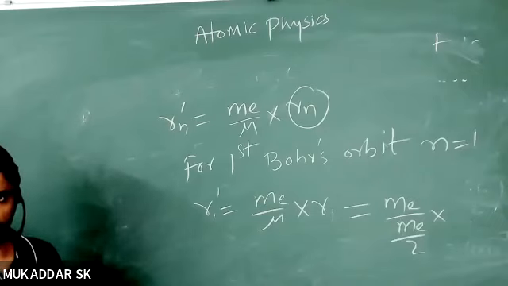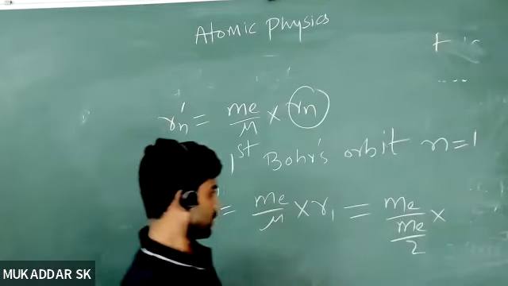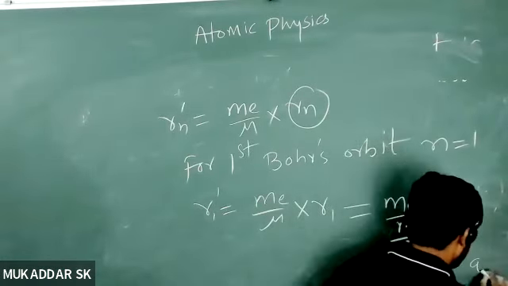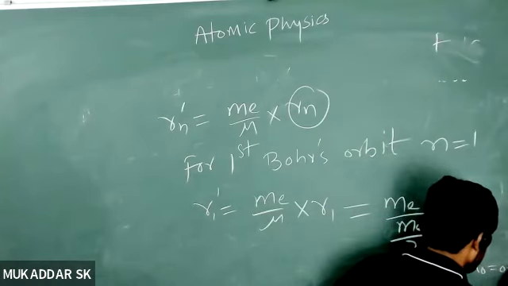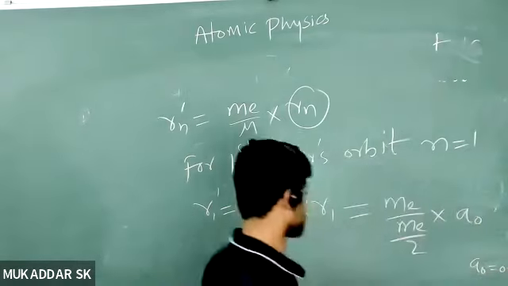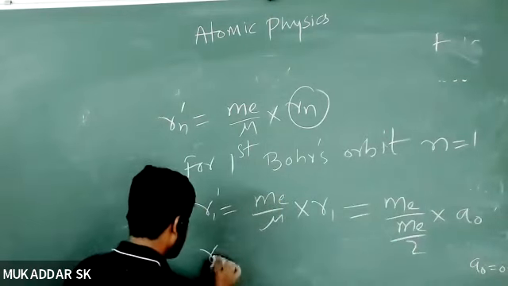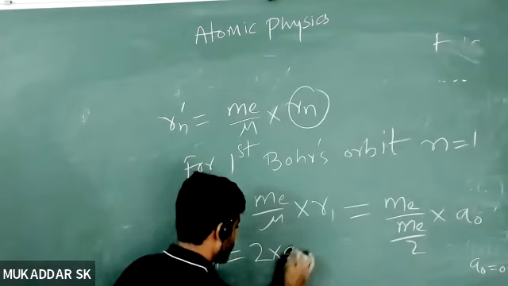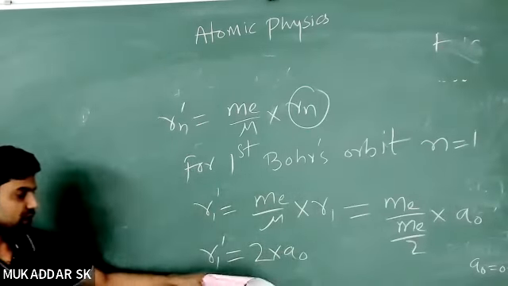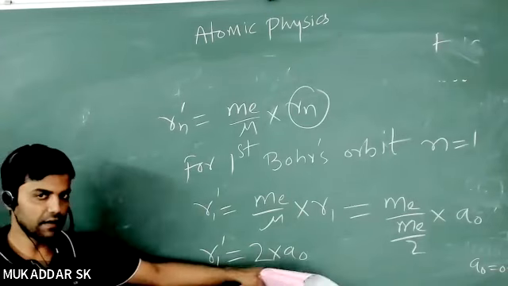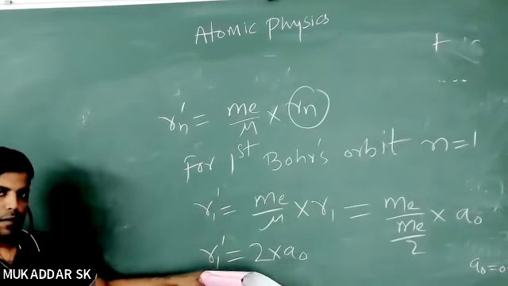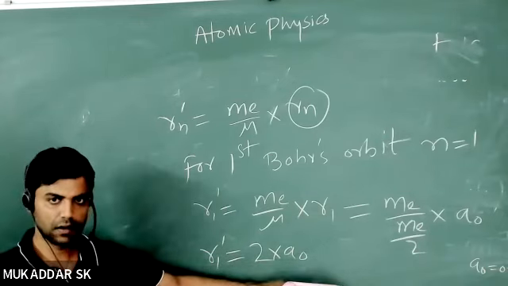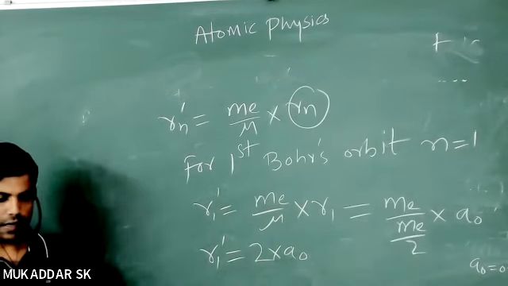a naught is 0.53 angstrom. So in place of R1, I'll write a naught, whose value is 0.53 angstrom. So the radius of the first Bohr orbit of positronium will be twice a naught. You see, the radius is now increased. So the radius of the first Bohr orbit of positronium is twice the radius of the hydrogen atom in the first orbit. Okay, did you get it?